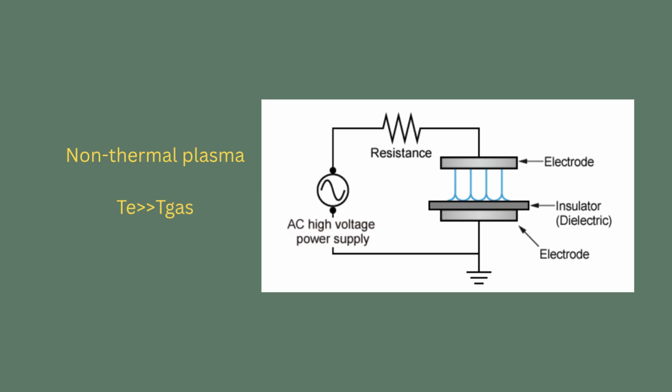behavior. The canonical DBD geometry consists of two planar electrodes, where at least one is covered by a dielectric material, such as glass, quartz, or ceramic. The entire system is separated by a discharge gap, typically filled with a working gas at atmospheric pressure. An alternating high voltage, in the range of hundreds of hertz to several kilohertz, is applied to the electrodes.